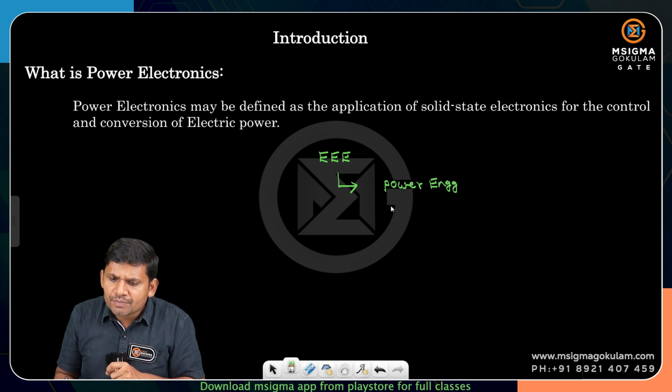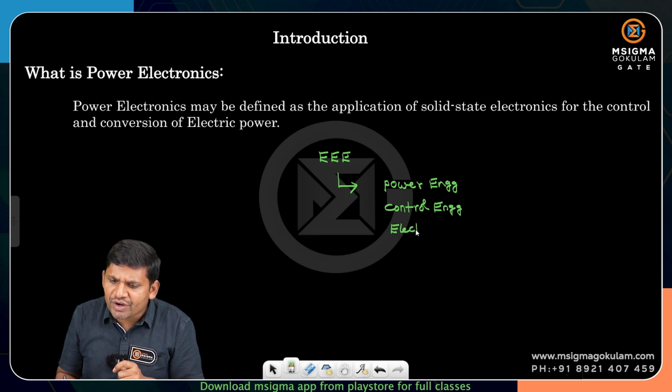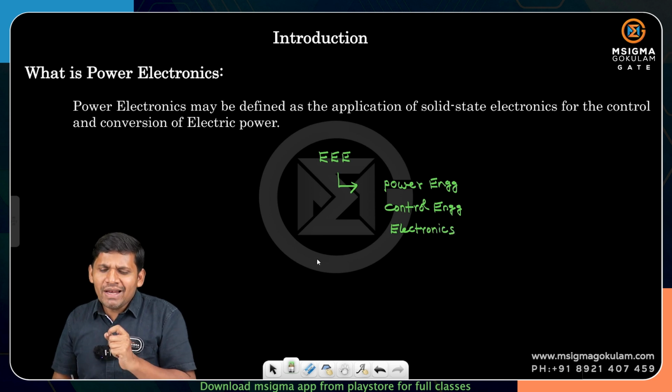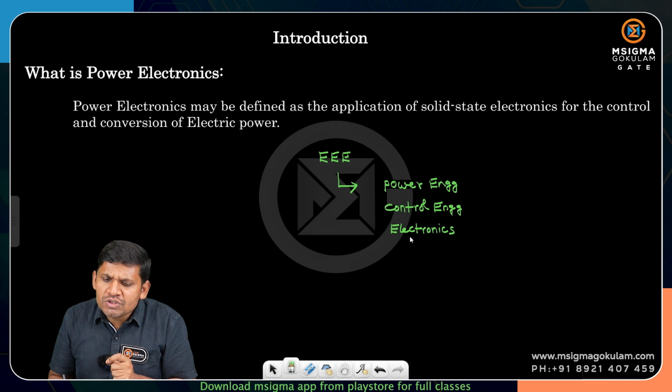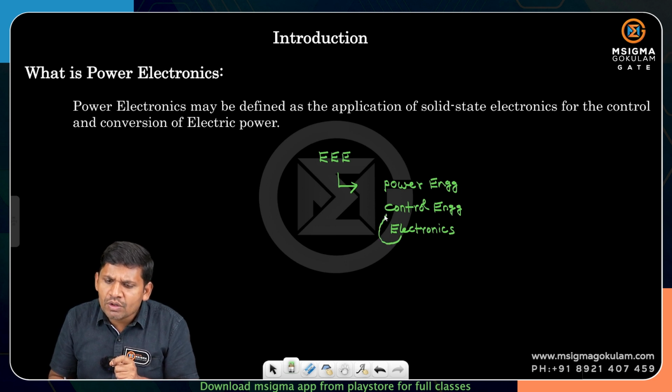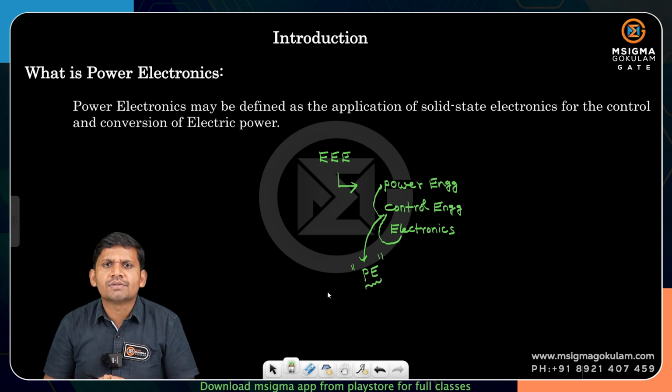The next one is control engineering, that I told already. Just for understanding, I am giving one definition, students, but this is not the exact definition of power electronics. Power electronics is nothing but the use of electronic devices to control the power.